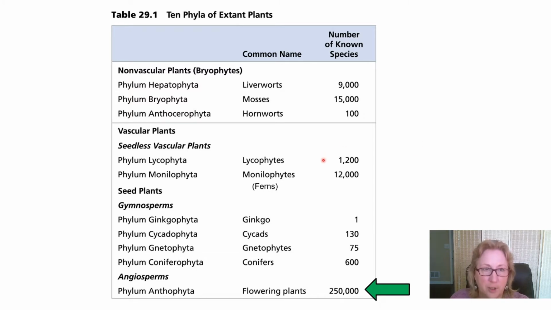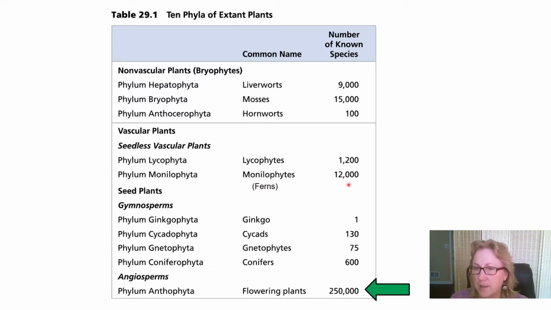Now, in this chapter, we're going to talk about the nonvascular plants, liverworts and mosses mostly, and then also ferns and a little bit of lycophytes, the seedless vascular plants. And then in chapter 30, we're going to talk about gymnosperms and angiosperms, which totally dominate plants today. If we look here at these more primitive plants, mosses have the most species, and then liverworts, and you can see hornworts are quite rare. It's only 100 species.